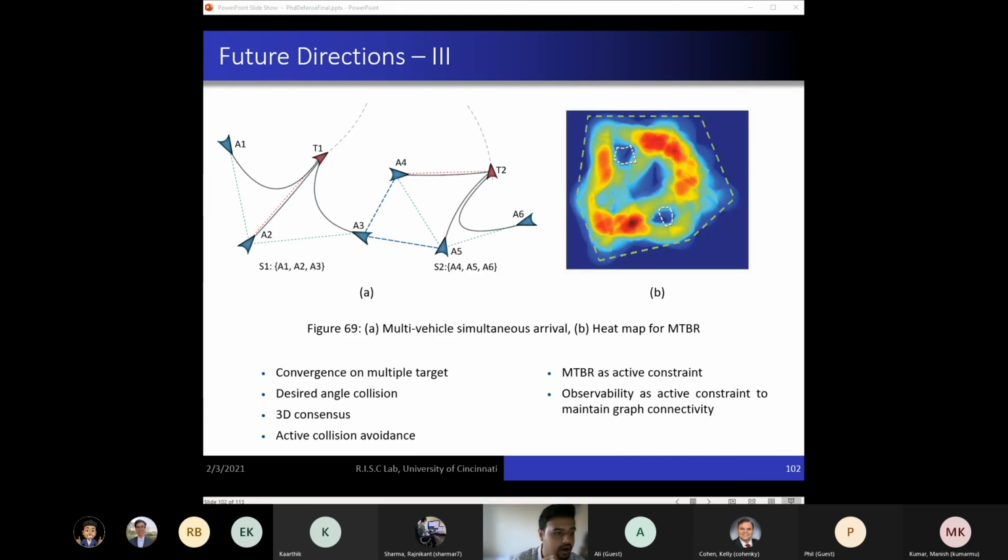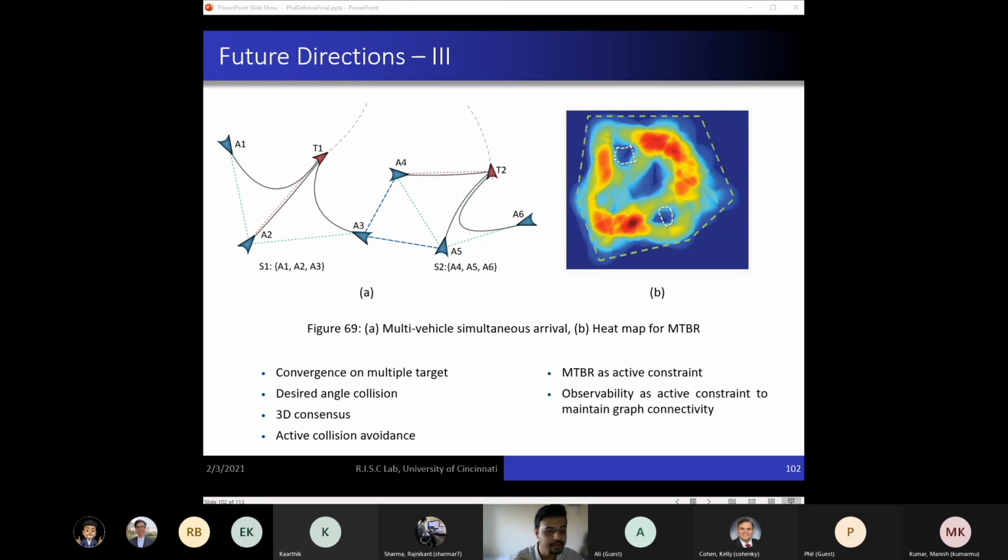A couple of lab mates are already working on the simultaneous arrival problem to extend it to 3D to perform active collision avoidance while ensuring the time-to-go consensus remains valid. They are also developing a consensus that would allow a desired angle of collision. We have observed that if the graph remains connected, as shown in figure 69A, the solution also works for a subset of the agents trying to converge onto multiple targets. However, we did not develop a theoretical proof for that. This can also be done in the future.